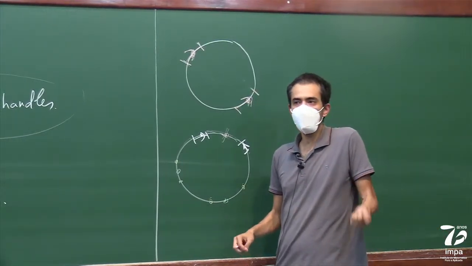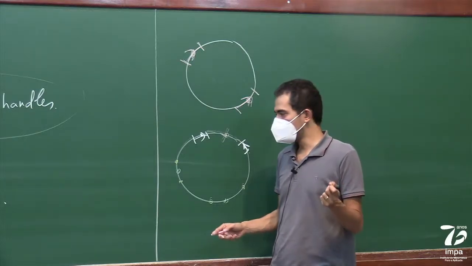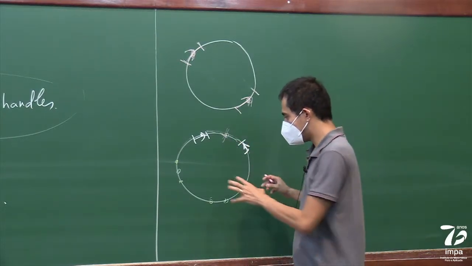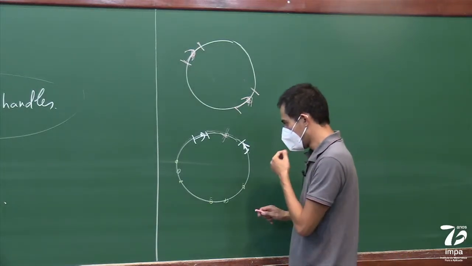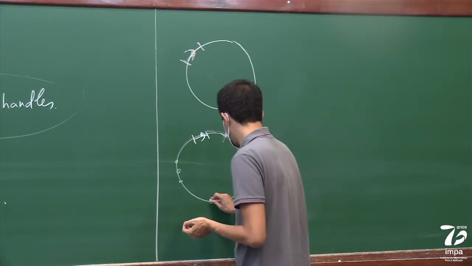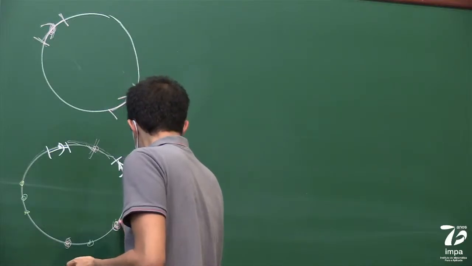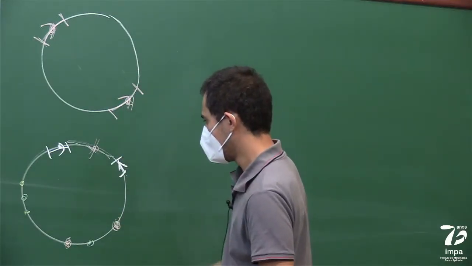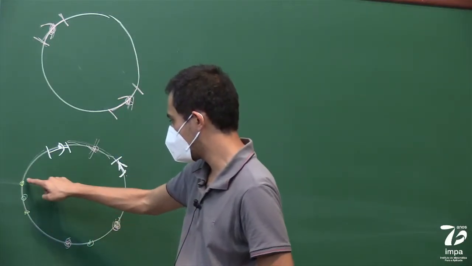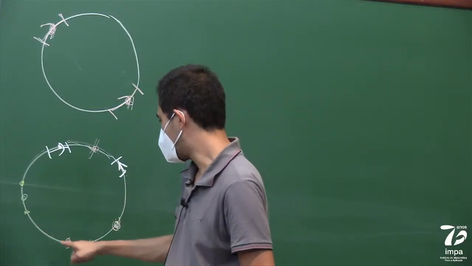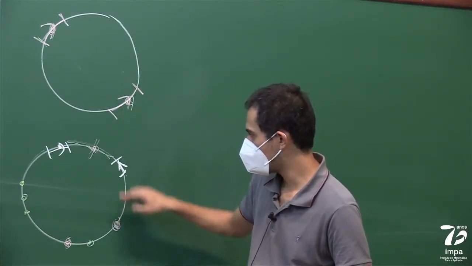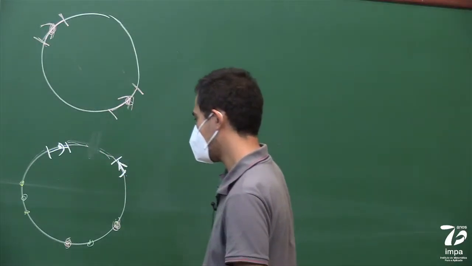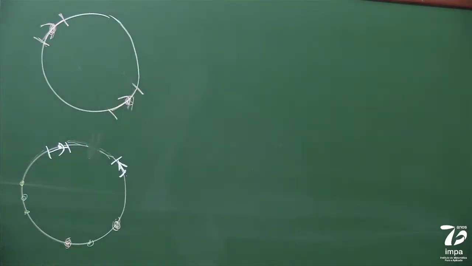But then you can use handle slides to prove that actually they can be intertwined pairwise. So basically, say that this guy is intertwined like this with the pink one, and then this guy is intertwined like this with the red one. I'm just going to give you an example.